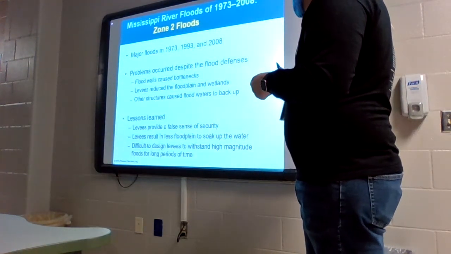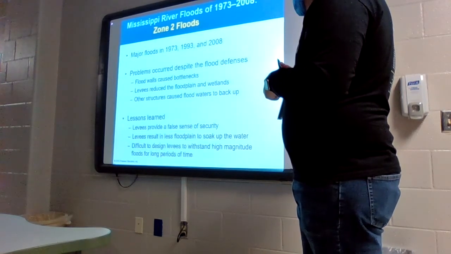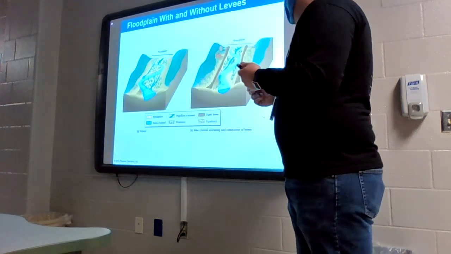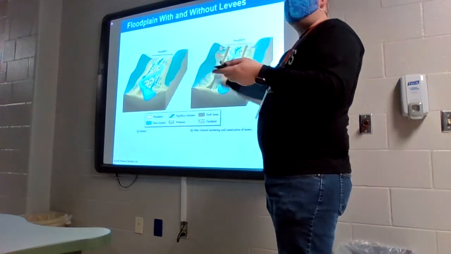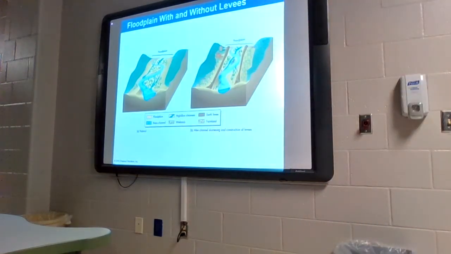Let's see. Levees result in less floodplain to soak up the water. Difficult to design levees to withstand high magnitude floods for long periods of time, which is true. So levees are what we build. And actually, if you've driven into Dallas, you've seen a good example of levees around the Trinity River.